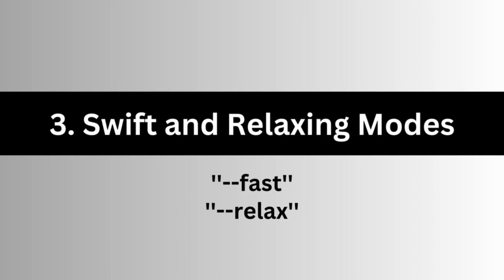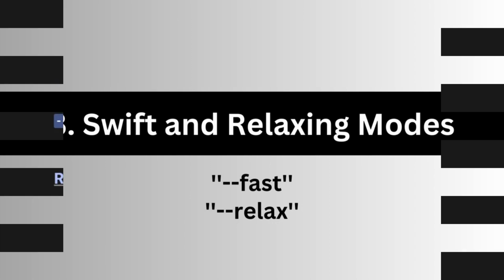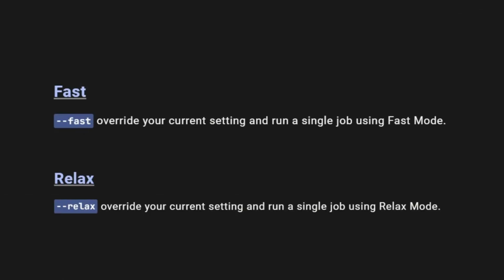Number 3. Fast and relax modes. Need speed? Meet the --fast and --relax parameters. They can override your current settings for a single job, either turbocharging the process or ensuring a more leisurely pace.